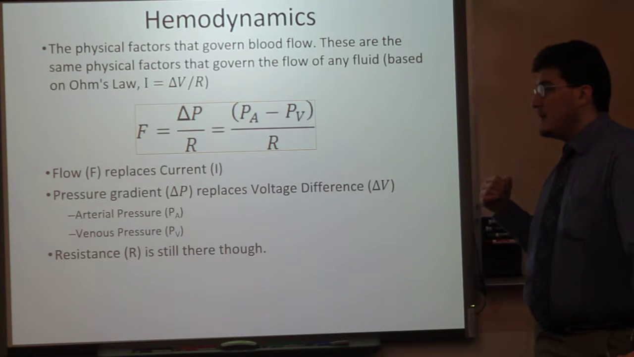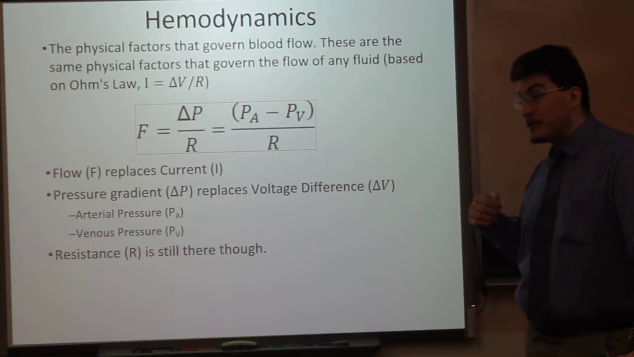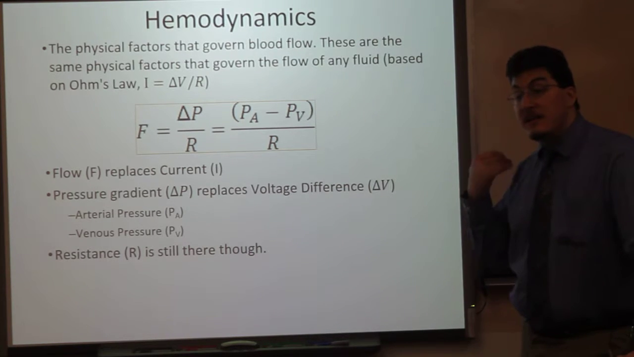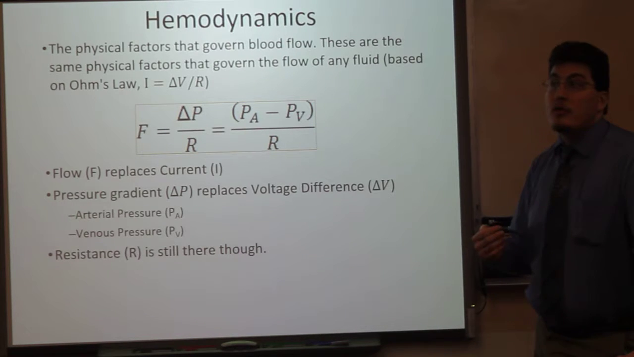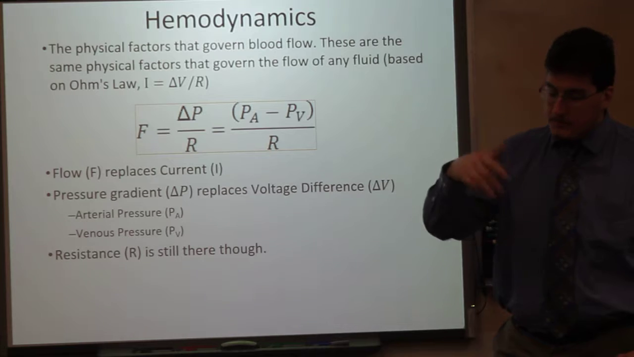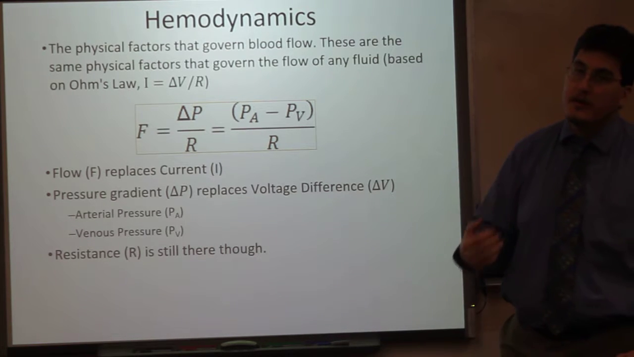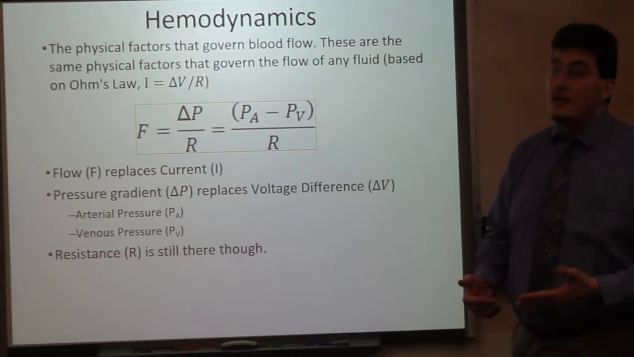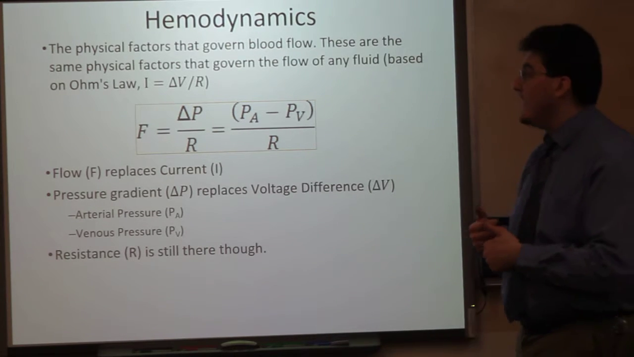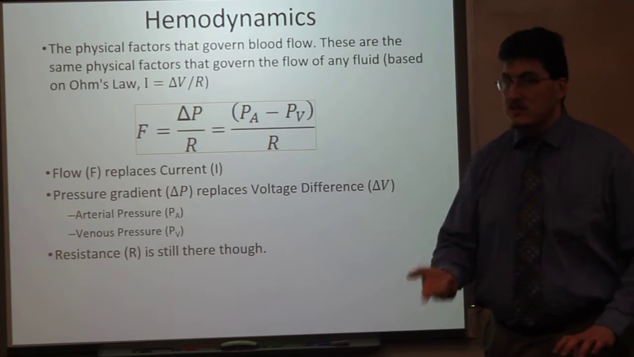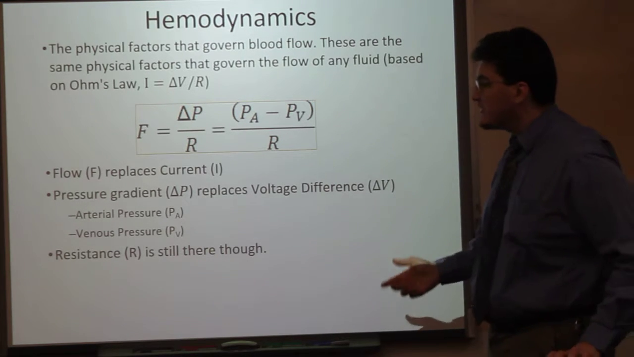pressure in the right atrium, or the pressure that needs to be overcome, the pressure drawing blood into the heart. So the pressure coming into the heart versus the pressure leaving the heart. So the pressure going out versus the pressure coming in. And resistance, however, is still resistance. The resistance will always be resistance.